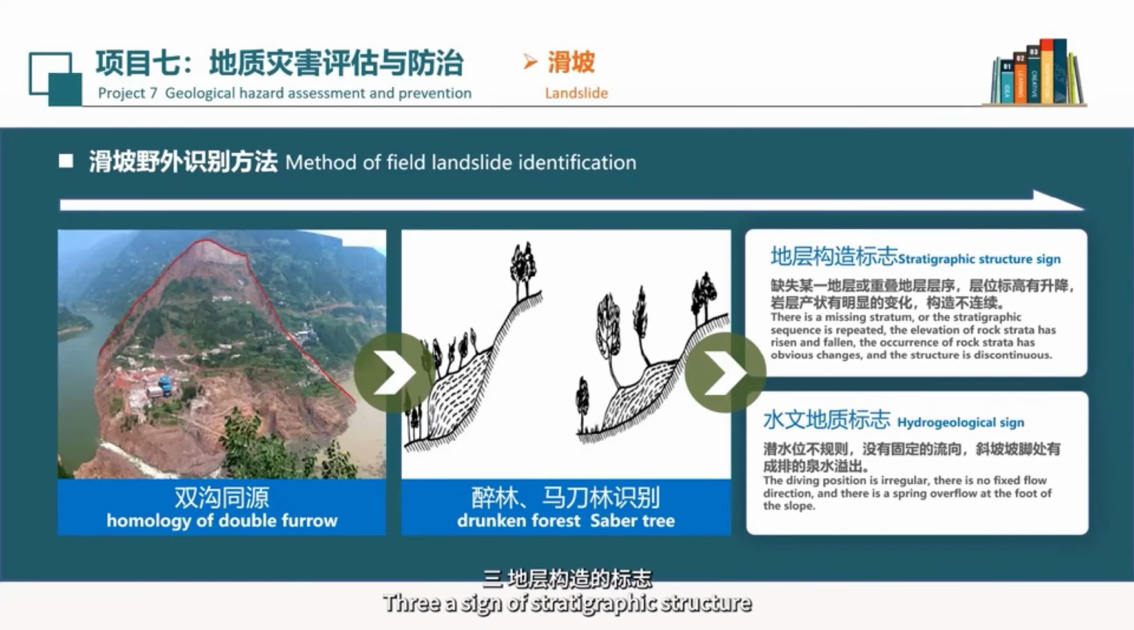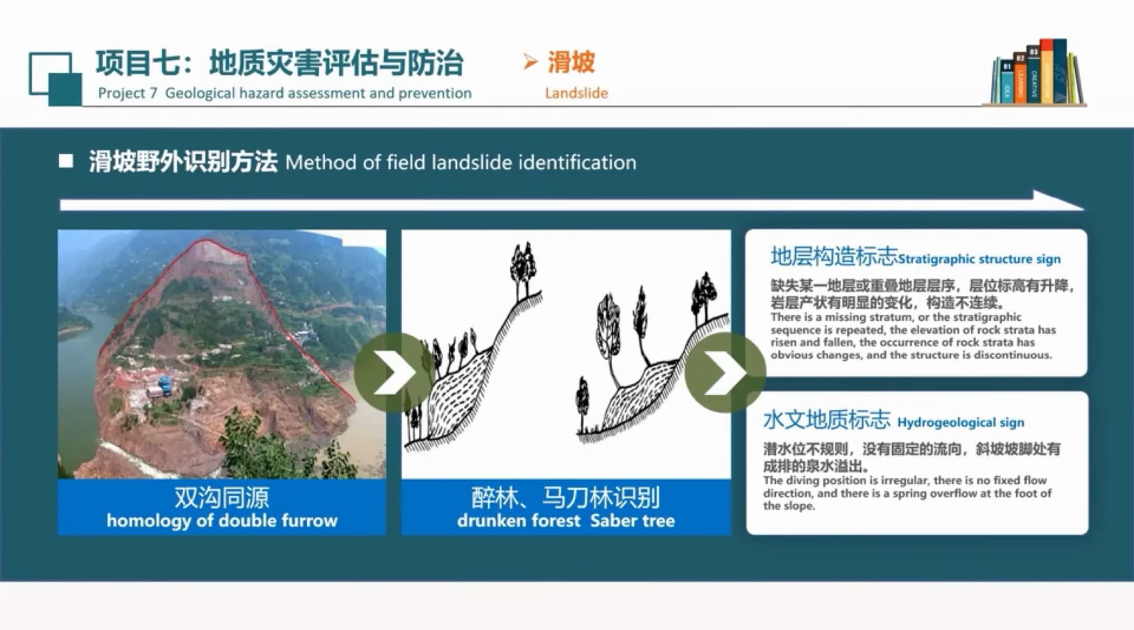3. A sign of stratigraphic structure. In the area where the landslide occurred, the integrity of the strata is often destroyed by sliding. There is disturbance, loosening, discontinuity. There is a missing or overlapping layer. The elevation of the horizon has a rise and fall. These special changes, the obvious change of rock formation, and structural discontinuity are the signs of landslide.